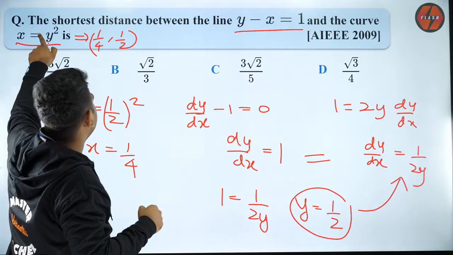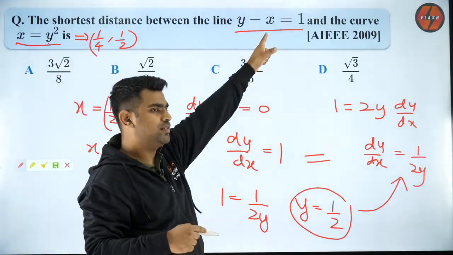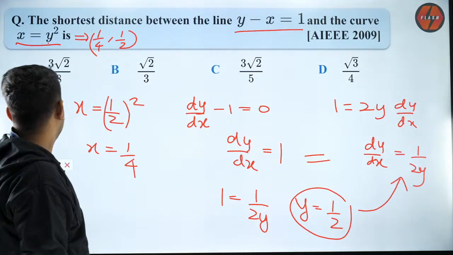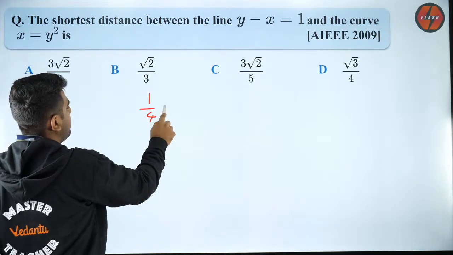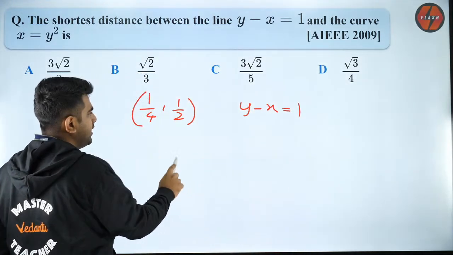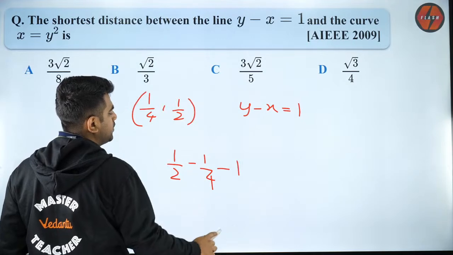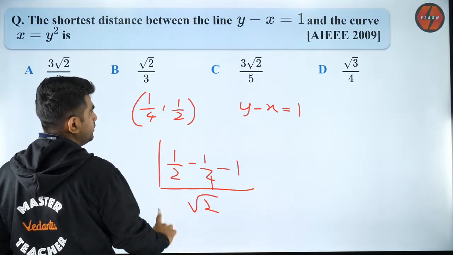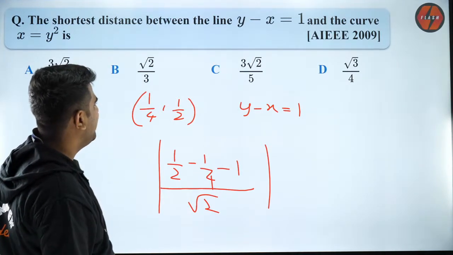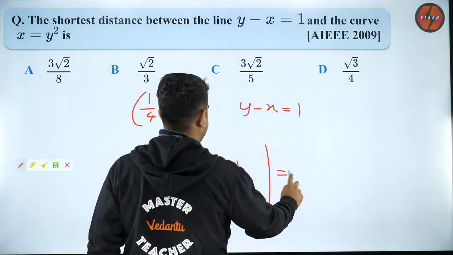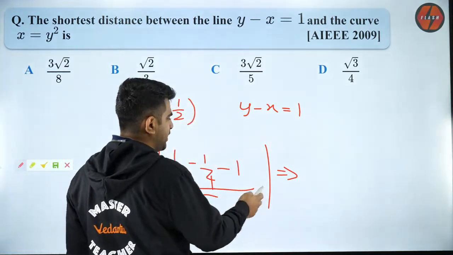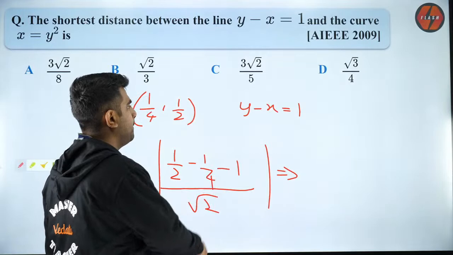Now I have to find the shortest distance between this point and that line. That is nothing but a straight line, so I can directly use the straight line formula. The distance of 1 by 4 comma 1 by 2 from the straight line y minus x equal to 1 is going to be half minus 1 by 4 minus 1 divided by root 2. Isn't that correct? Yup. Are you guys fine with that? So what will this be? Any idea? Half minus 1 by 4 is 1 by 4, so 1 by 4 minus 1.